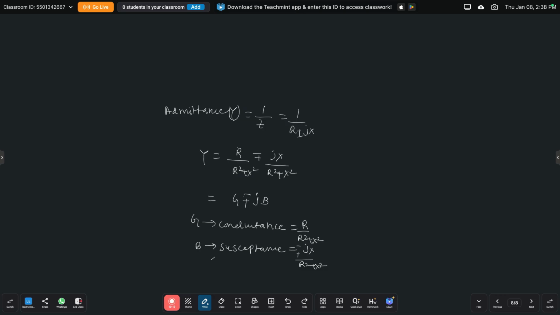Minus R plus. Now the susceptance is nothing but simply the imaginary part of the admittance, right? So the minus is represented for the inductive susceptance, and plus is represented for the capacitive susceptance. And similarly, what is the conductance? The conductance is simply the real part of the admittance. Now the units are mhos, right? Or you can also write as ohm inverse.